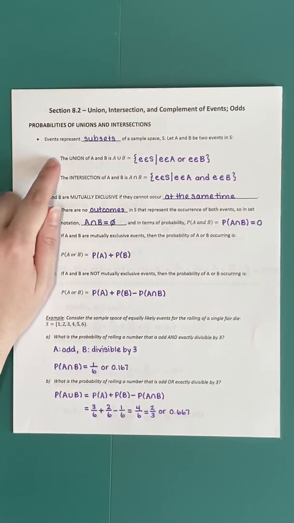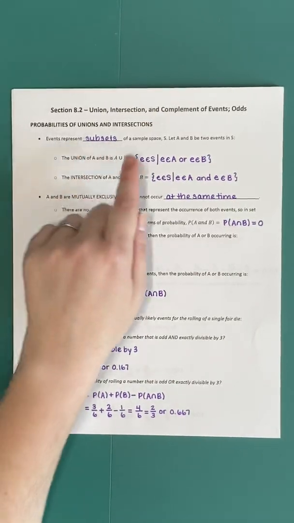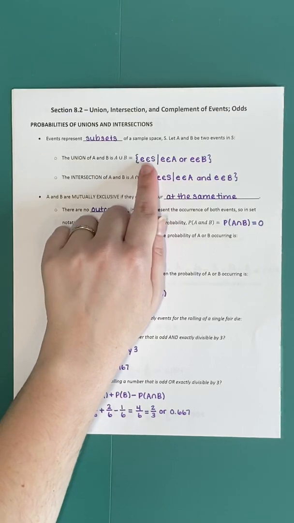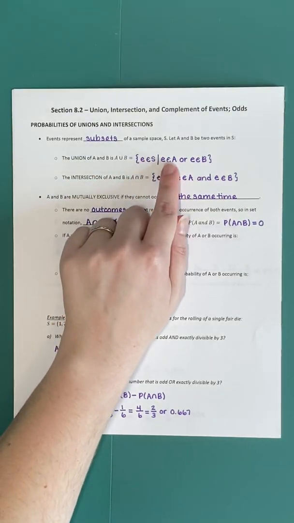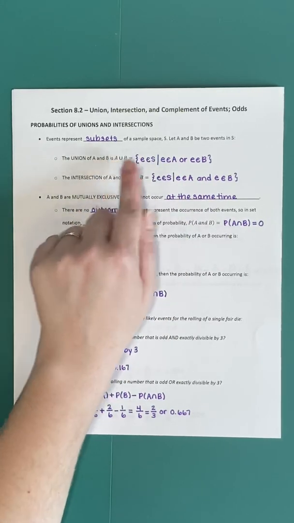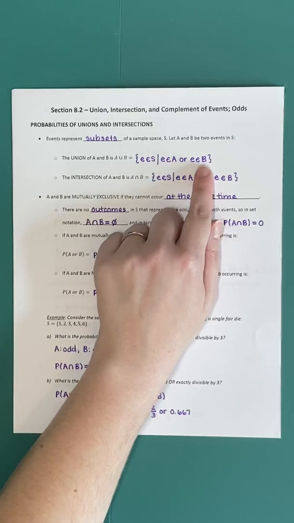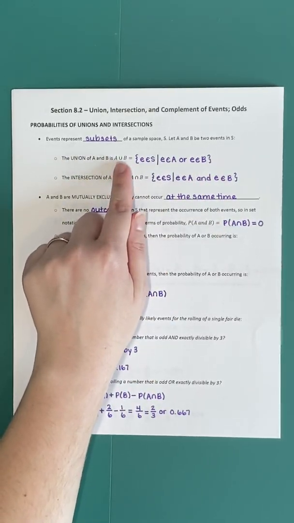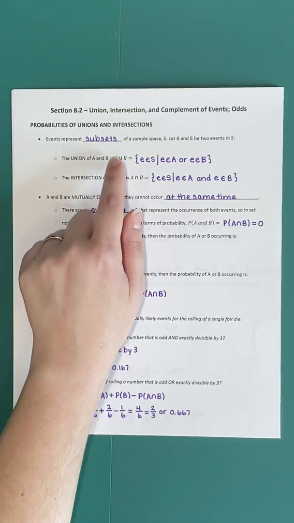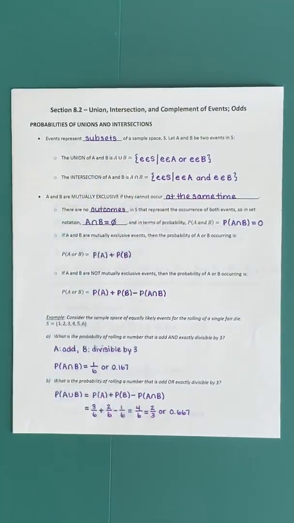The union of events A and B is defined as all the elements in the sample space such that that particular event or outcome is an element of our first event or it's an element of our second event. So think of the union of two events as all the outcomes representative of one or the other or potentially both events occurring at the same time.